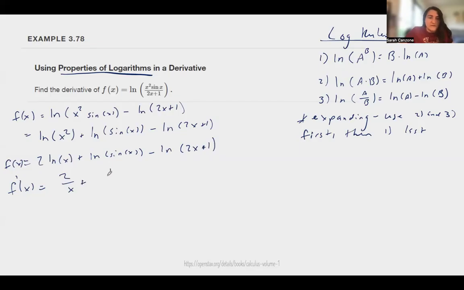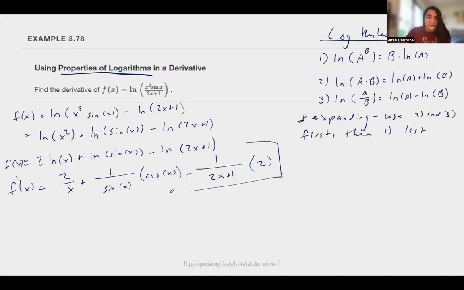Plus, the natural log of this is 1 over the argument, which is the sine of x, times the derivative of sine, which is cosine of x. There's nothing inside of our x besides an x, or our argument besides an x, so we don't have to do anything with that. Again, we notice how much easier this is already just by using some log rules to expand our equation. Minus the natural log turns into 1 over the argument, which is 2x plus 1, and then we'll multiply by the derivative, which is just going to be 2 here.